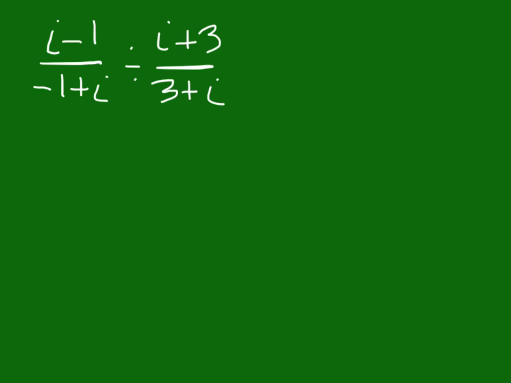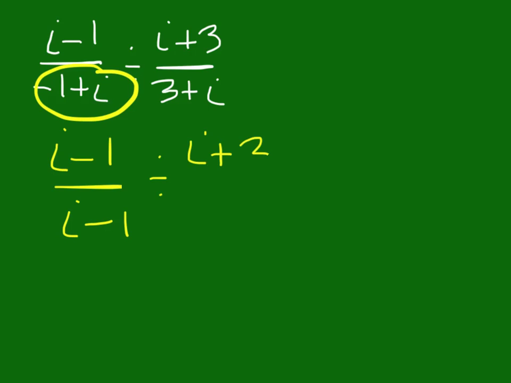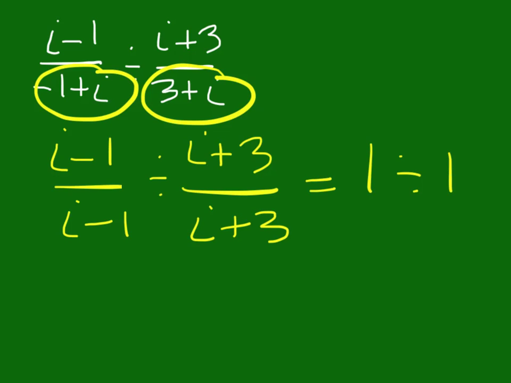On this problem, it will be I minus 1 over minus 1 plus I divided by I plus 3 over 3 plus I. On the practice problem, if you flipped and multiplied and did a bunch of work, you wasted a lot of time, because I minus 1 over this is the same as I minus 1, and I plus 3 over this is the same as I plus 3. 1 divided by 1 is 1.